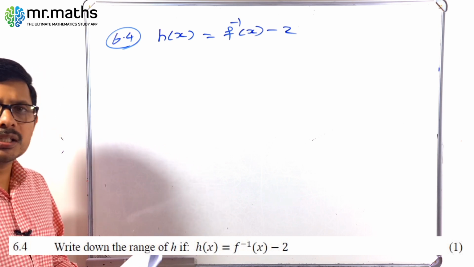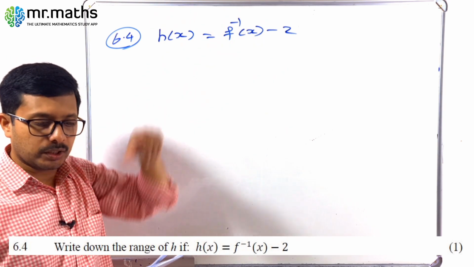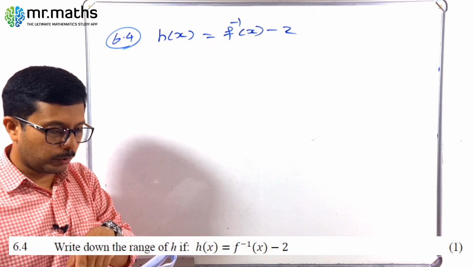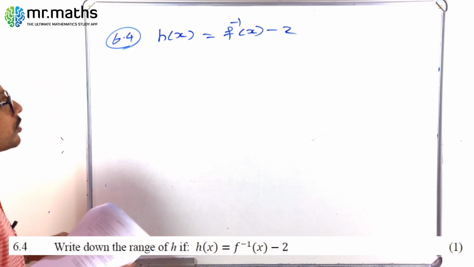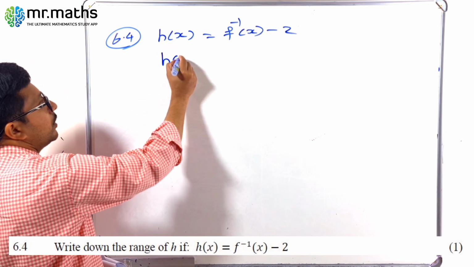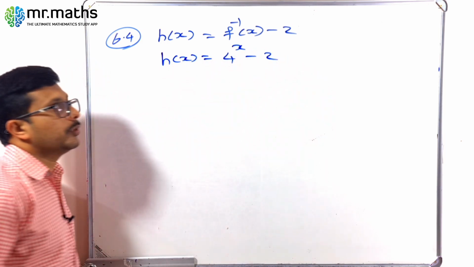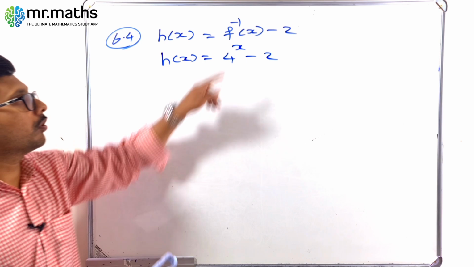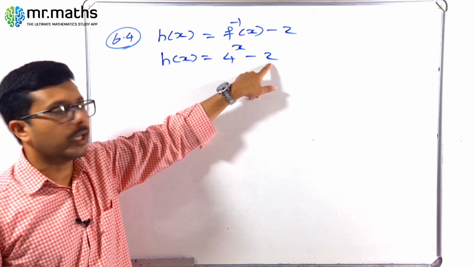And what is the equation of this f inverse of x? Look at the previous question. For f inverse of x in 6.2, we got 4 raised to x. Am I right? So actually this h of x is equal to 4 raised to x minus 2, because f inverse of x we got in question number 6.2 as 4 raised to x. So it is 4 raised to x minus 2.